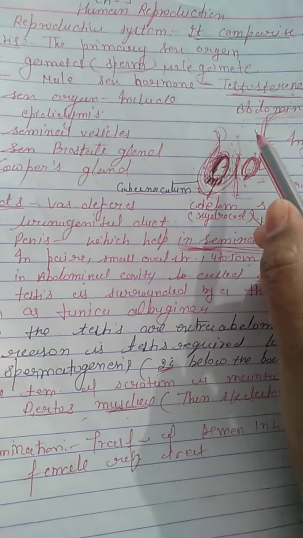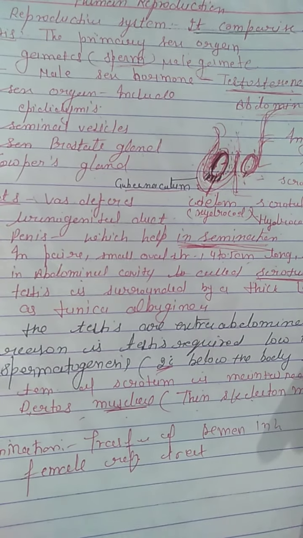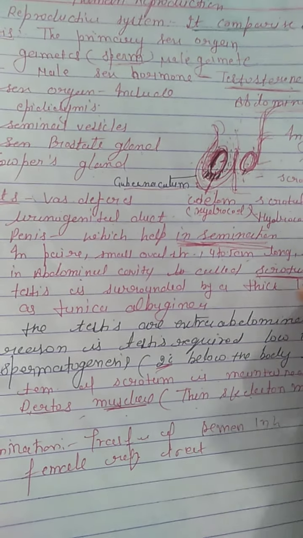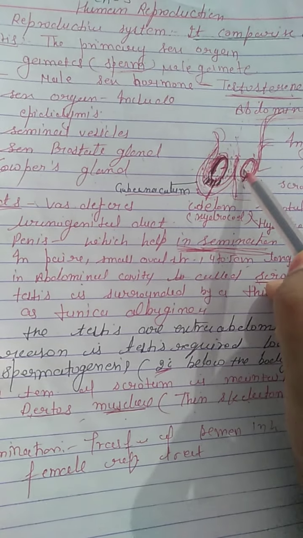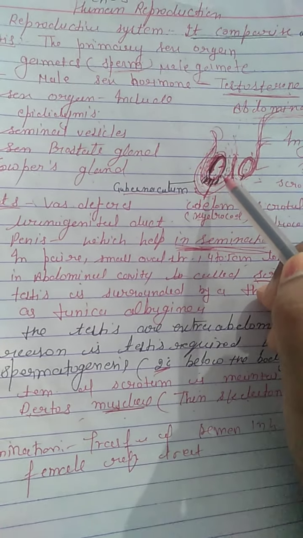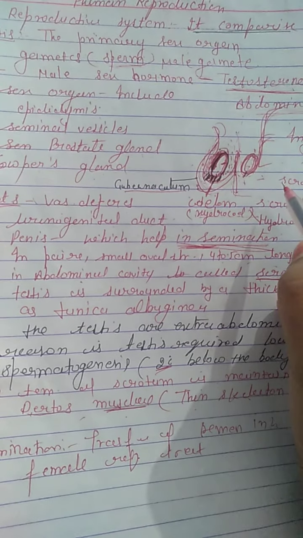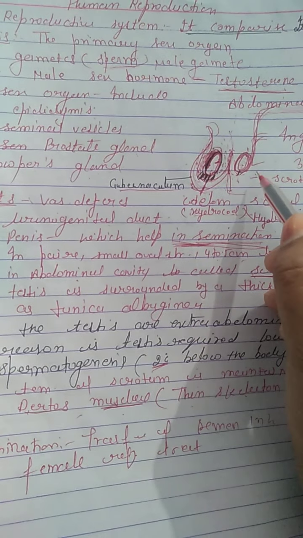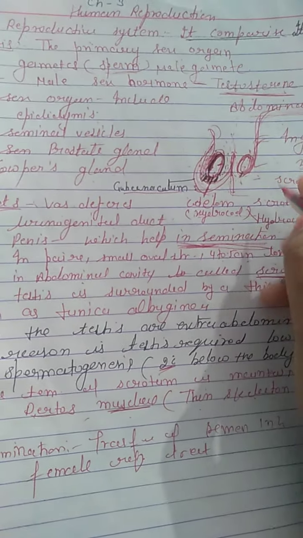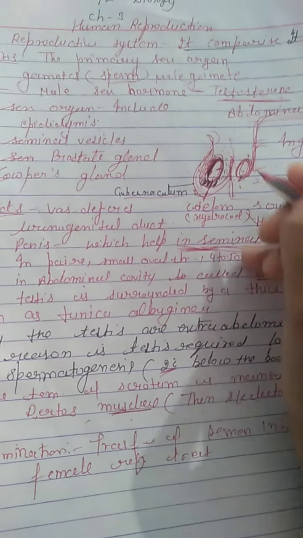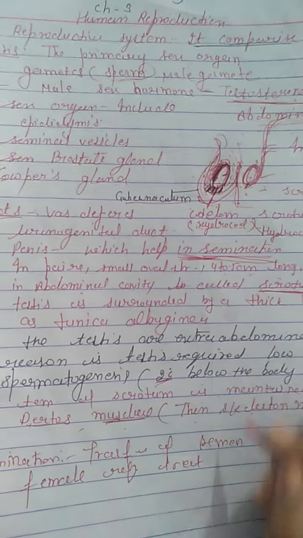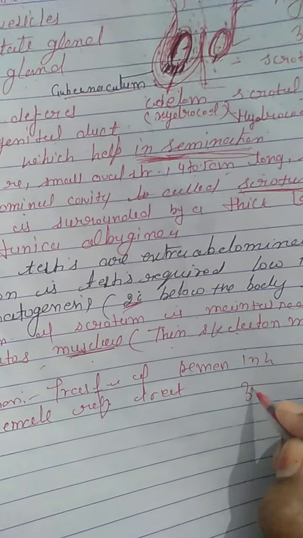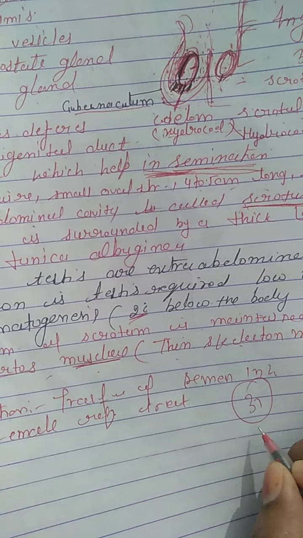Now the question arises, why are the testes extra abdominal? The reason is that the testes require low temperature for sperm formation. And how low a temperature? Below 2 degrees body temperature. What is our body temperature? 37. So the testes require how much?